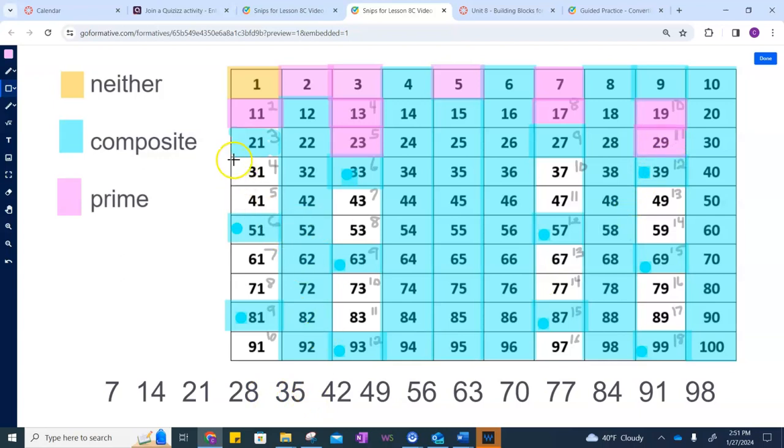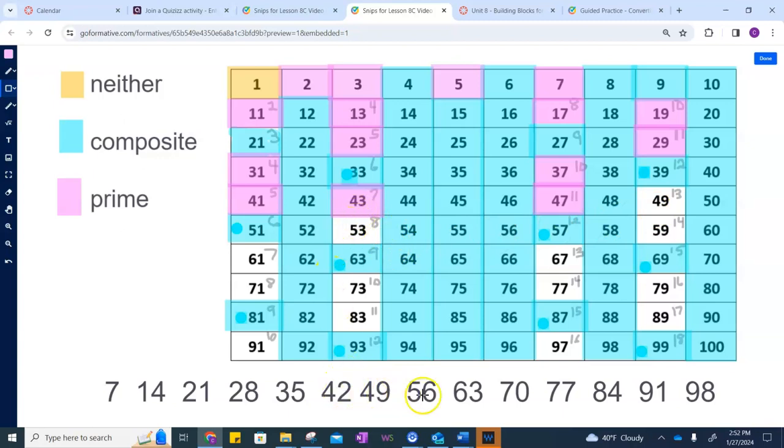Or 31, because it goes from 28 to 35, 35 to 42, so 37 isn't a multiple, so 7's not a factor. 41 is not a factor. 43, sorry, is not a multiple of 7. 7 won't go into 41 or 43. 7 doesn't go into 47 evenly. It does go into 49, so I'm going to leave that alone for now, and I'll come back. Any that's left will be considered composite.